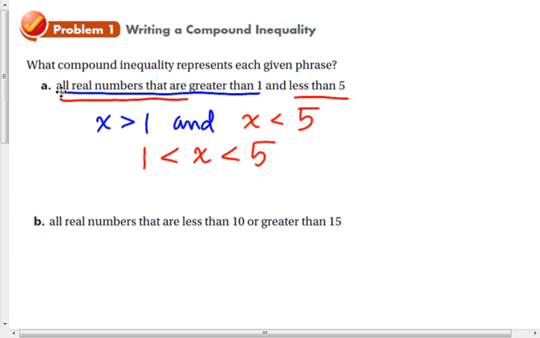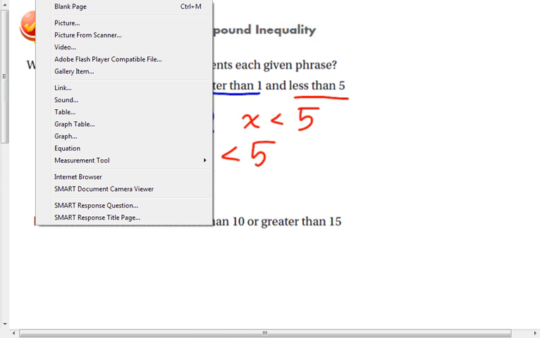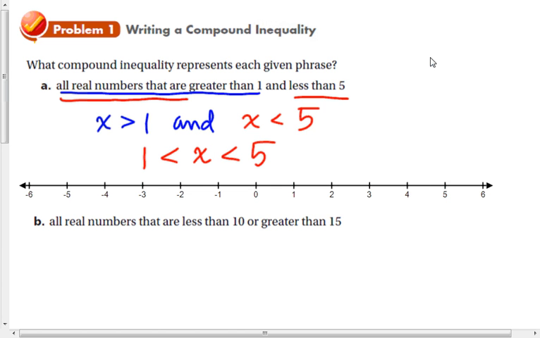And then if I make a number line for that, we're talking about numbers like 2, 3, 4, all those in there, and our endpoint is 1. It has to be greater than 1, so we're not going to include 1, and we're not going to include 5, so we're going to put an open circle. And then I'll just draw a line to represent the numbers in between, like that.